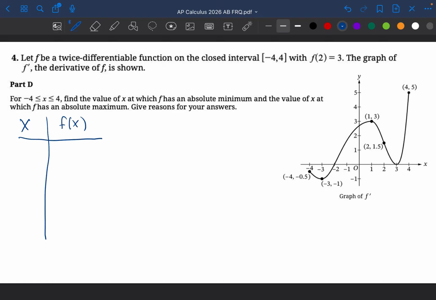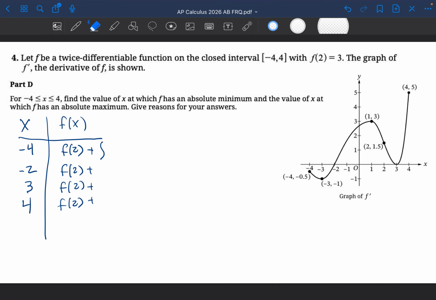So we have our endpoint, -4, and then a critical point at -2, then another critical point at 3, and then our last endpoint is at 4. Now, how are we going to come up with these values? Well, we have to use f of 2 equals 3 as our starting point, and we're going to have to use that for all 4. But then, onto that, we're going to add in a definite integral.